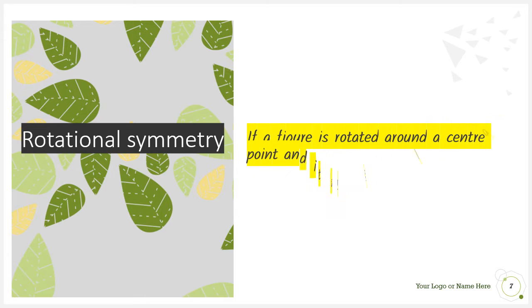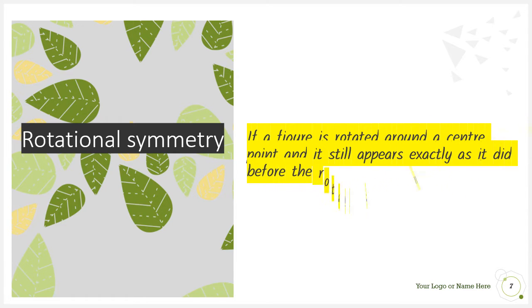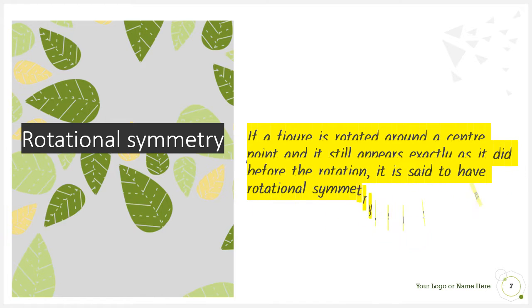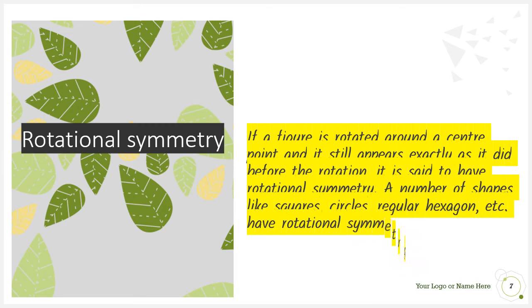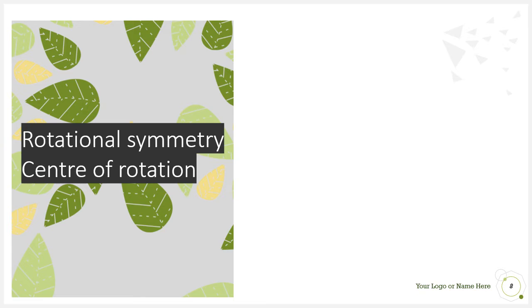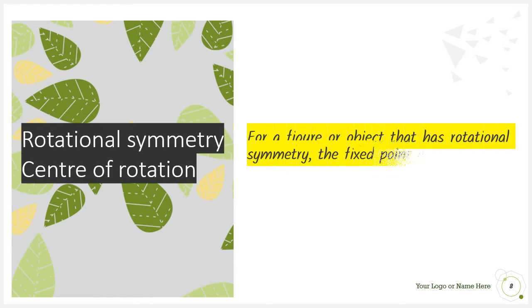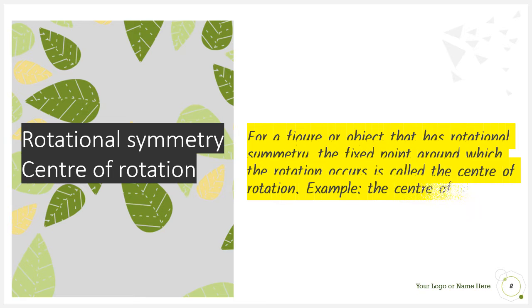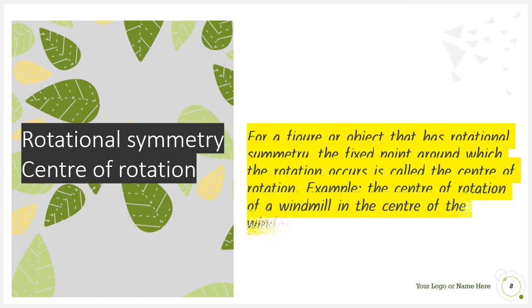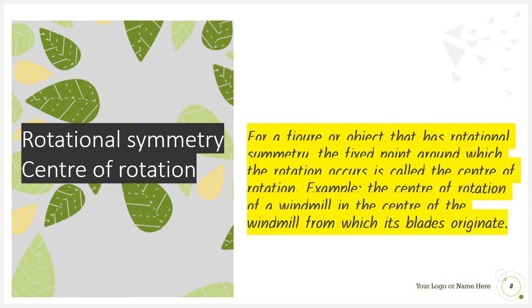Rotational symmetry. If a figure is rotated around a center point and it still appears exactly as it did before the rotation, it is said to have rotational symmetry. A number of shapes like square, circles, regular hexagon, etc. have rotational symmetry. Rotational symmetry, center of rotation. For a figure or object that has rotational symmetry, the fixed point around which the rotation occurs is called the center of rotation. Example, the center of rotation of a windmill is the center of the windmill from which its blades originate.